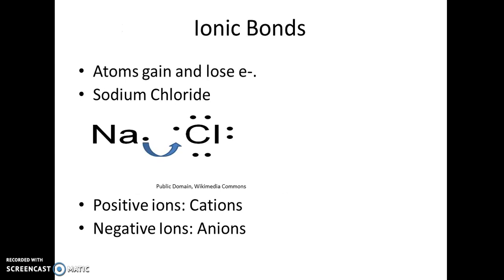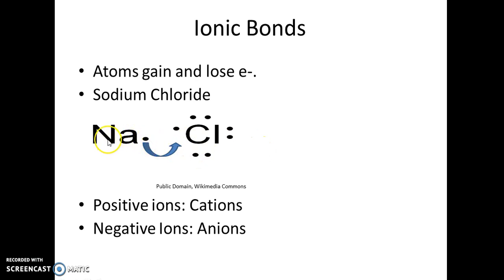Let's talk about the different bonds. Ionic bonds are formed when atoms gain or lose electrons. Now, this is a Lewis dot diagram. Sodium has 1 valence electron here, right? Chlorine has 7 valence electrons here. Sodium has 11 electrons total, so 2, 8, and then 1 left over. Chlorine has 17, so it's 2, 8, and then 7. So it's easier for the sodium to give up its electron over here to chlorine. And chlorine only needs 1, so it just takes it from sodium.